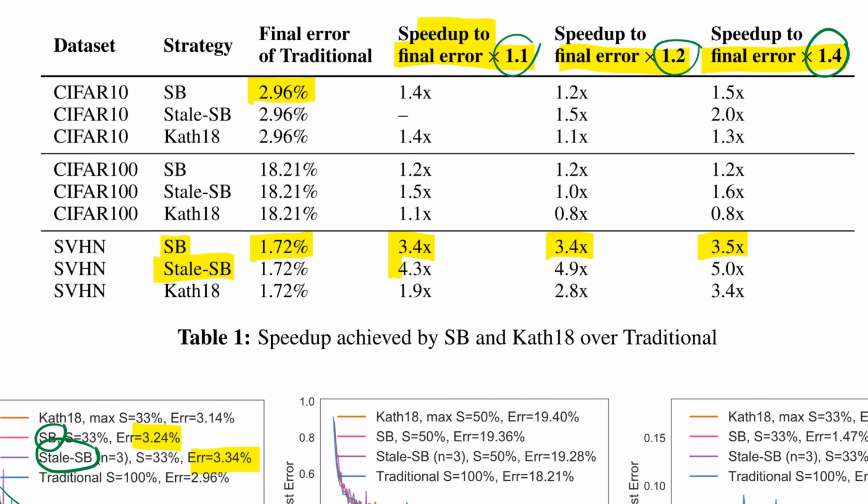Selective-Backprop is even faster, so 4.3, 4.9, 5 times faster in reaching 1.4 times the error. And so what you can see here is that these methods really make it faster, but also there's kind of two important things to note in this table.